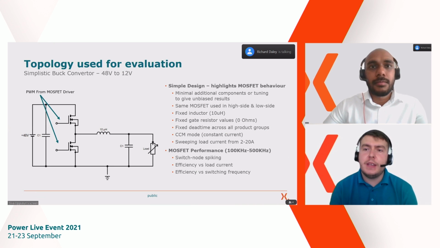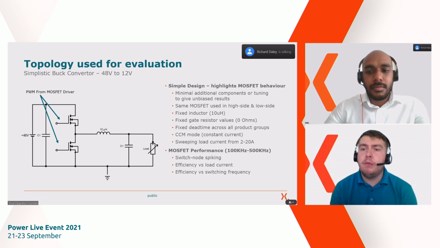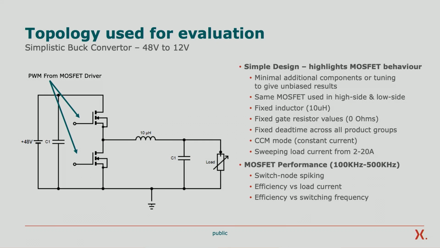What we've done is we took our range and portfolio of our 80 volt and 100 volt products, and we really wanted to make it a fair comparison between our product and the competitor products on the market. Now, there's many topologies that we could use, but we really wanted to look at the performance of the MOSFETs in an application. So we made it very simple. We did a buck converter, which is a 48 volt to 12 volt, adding minimal additional components, so that it's giving an unbiased result.